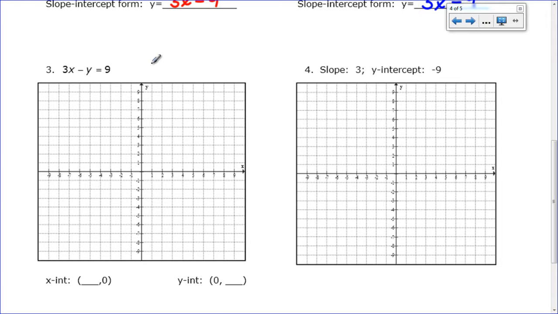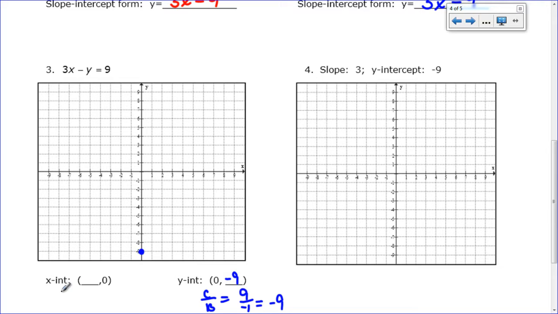To find the y-intercept, remember that's going to be c divided by b. So if I look at my problem, c is 9. B is -1, and when I do 9 divided by -1, I get -9. So my y-intercept is going to be at 0, -9.